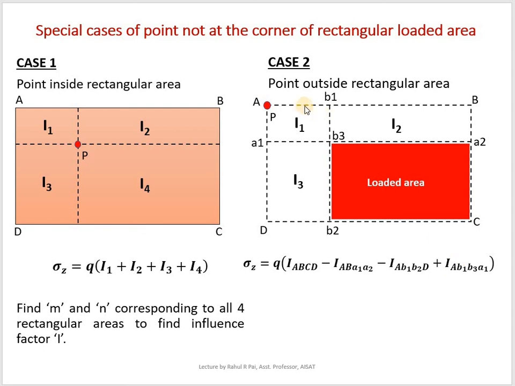So note that. When you deducted the rectangle of this width, this rectangle was subtracted, and when you deducted the rectangle of this length, this was subtracted again, so it was subtracted twice. It should be subtracted only once. So you add this I of A, B1, B3 and A1. From that you can find the stress at this point A. So these are the two cases. Okay.